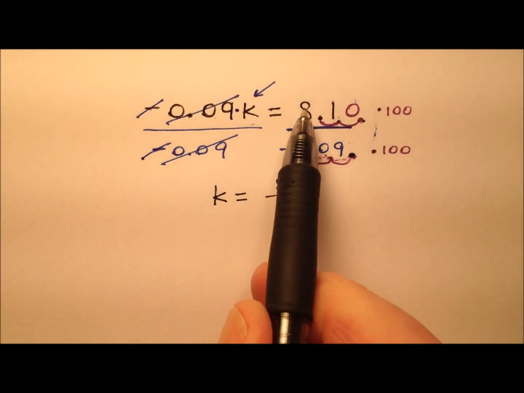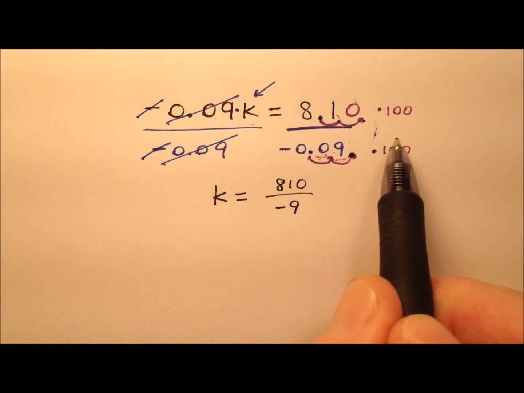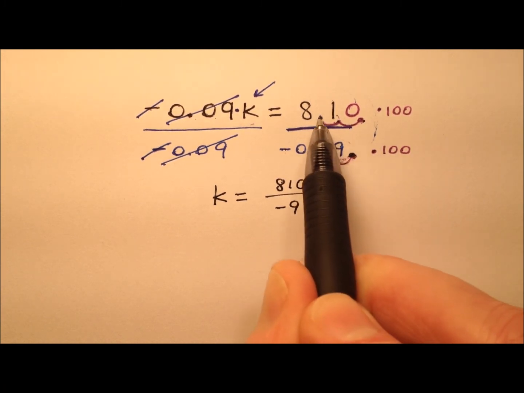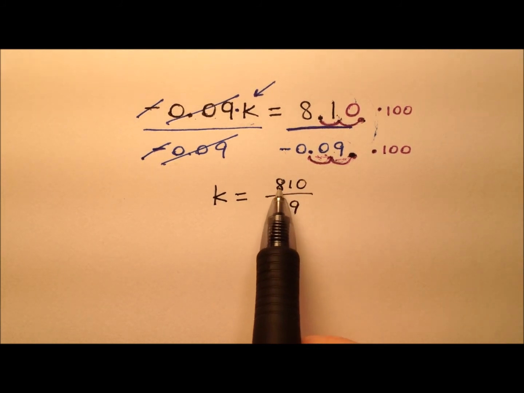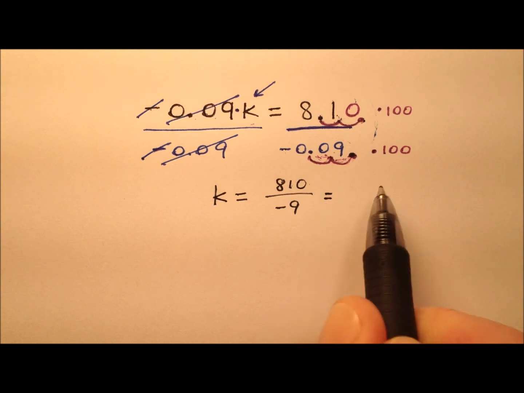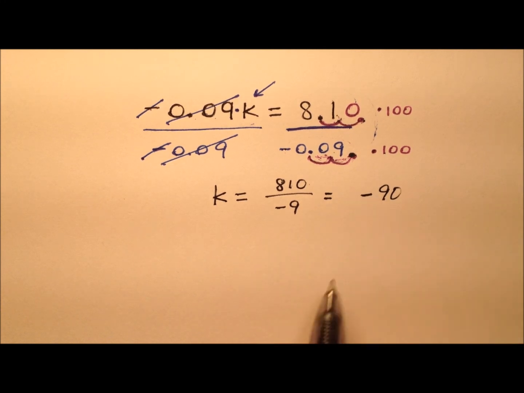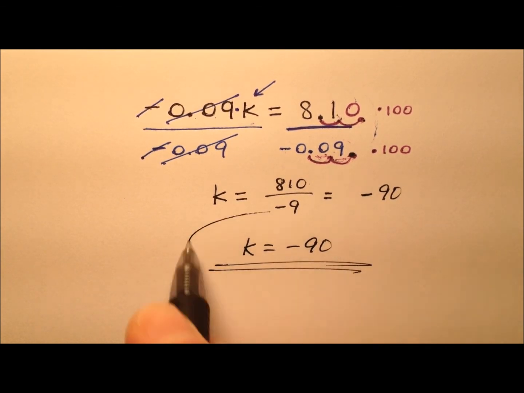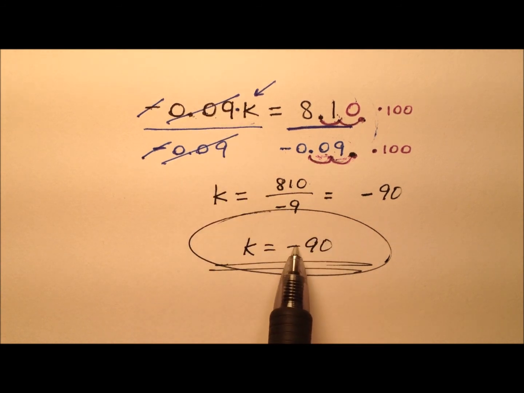Okay, so instead of having this 8.1 divided by negative 0.09, which was a little confusing, I went ahead and multiplied the top and the bottom of the fraction by 100 each, which moved the decimal point so I could more cleanly do this division. So 810 divided by 9 is going to be, well, 90, and then a positive divided by a negative makes a negative. So we can see that our value of k is going to be negative 90, which we can check: negative 0.09 times negative 90 will indeed make positive 8.1.